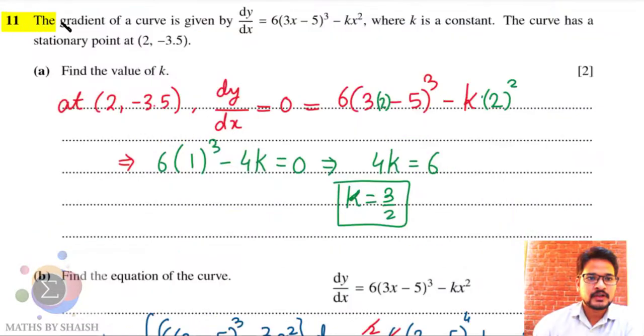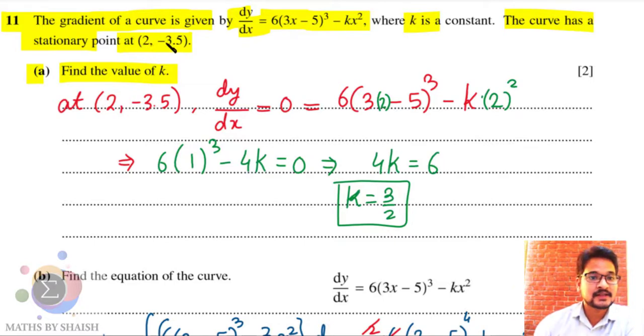Here's the 11th question. The gradient of a curve is given by dy over dx equals 6 times (3x minus 5) whole cube minus kx squared, where k is a constant. The curve has a stationary point at (2, minus 3.5). The first part is to find the value of k.